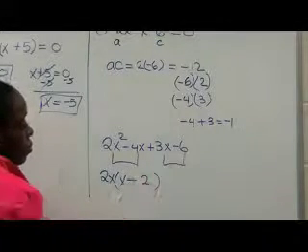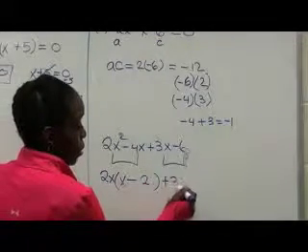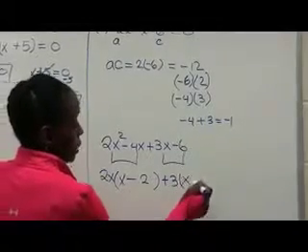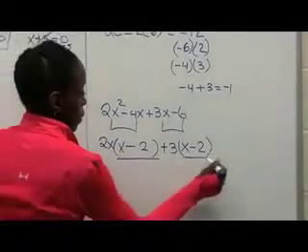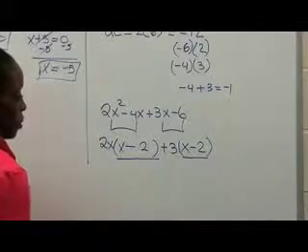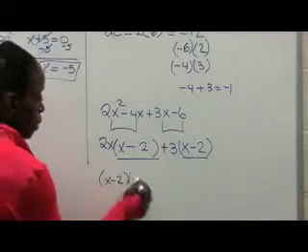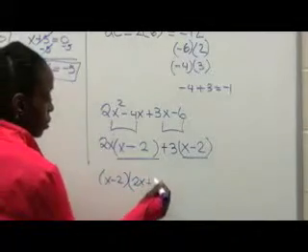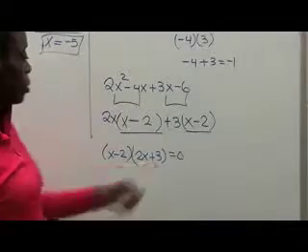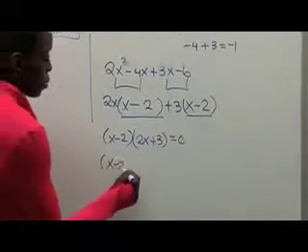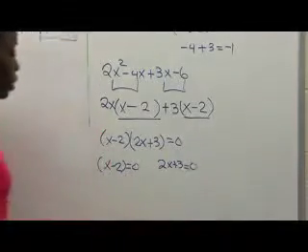And then in this term, we have a common factor of 3. So we're pulling out a 3. What's remaining? x minus 2. So notice again, now we have common factors here, and we can factor that out. So that'll be x minus 2 times 2x plus 3 equal to 0. And again, we use the zero product rule and set each piece equal to 0: x minus 2 equals 0, and 2x plus 3 equals 0. Now we solve for x.